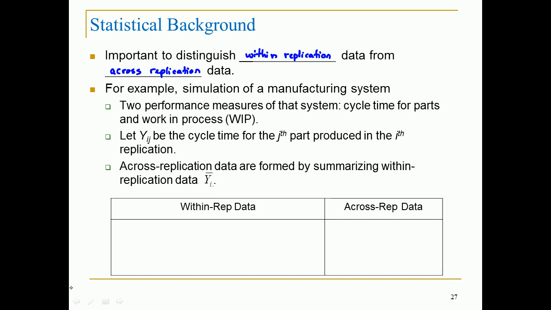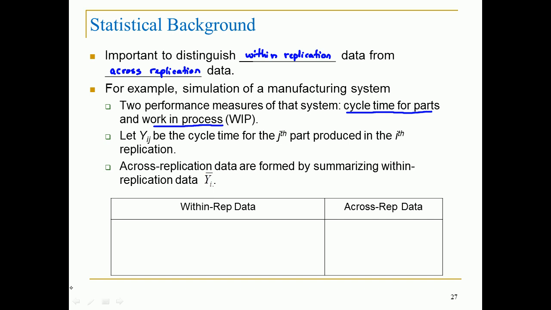Now, at the end of the simulation, remember we get an output report. That information is computed using the output of each replication performance measure. So for example, let's look at a simulation of a manufacturing system. We look at two performance measures of the system, the cycle time for the parts and the work in process. And let Yij be the cycle time for the jth part produced in the ith replication. The across replication data are formed by summarizing within replication data.